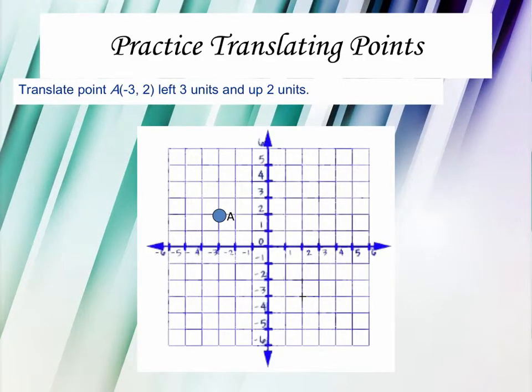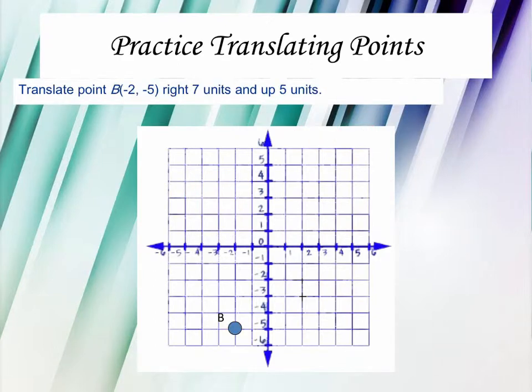Let's practice. I want you to translate the point A, which is at (-3, 2), left 3 units and up 2 units. Go ahead and draw your graph, plot the point, and then translate it left 3 units and up 2 units. Okay, and here's your answer. Your A prime is now at point (-6, 4). Let's take a look at what I did. I translated this point 3 units to the left and then up 2 units. And now I have this new point, which is A prime. So here's my pre-image and my image.